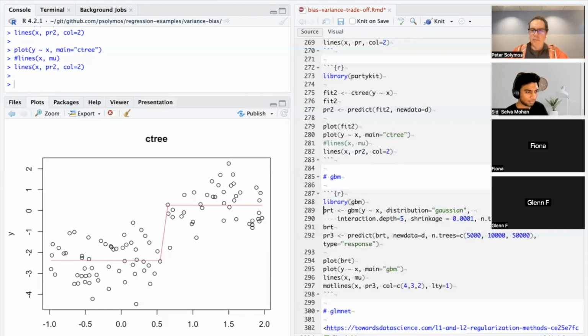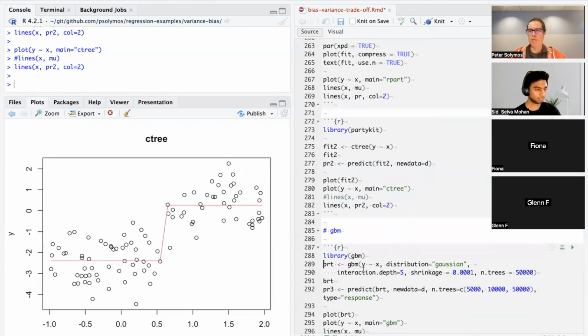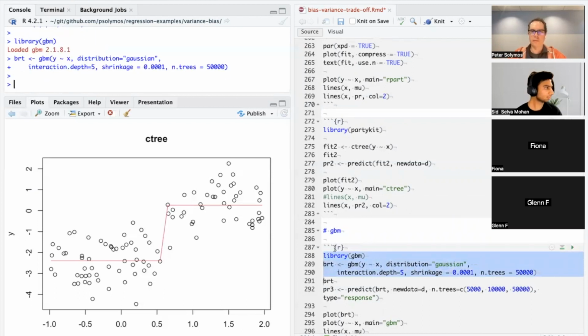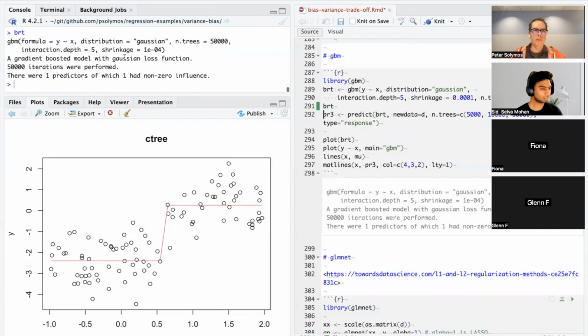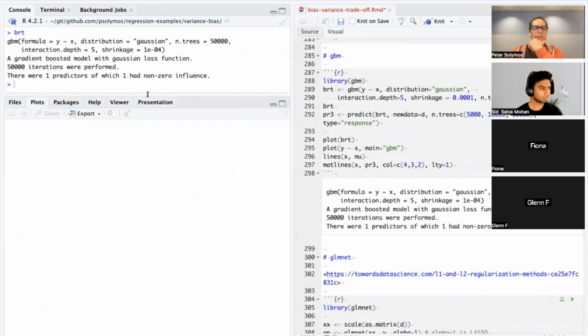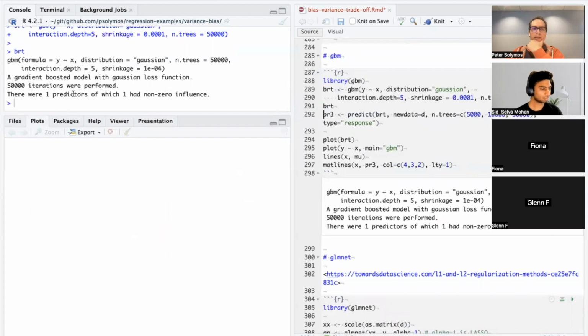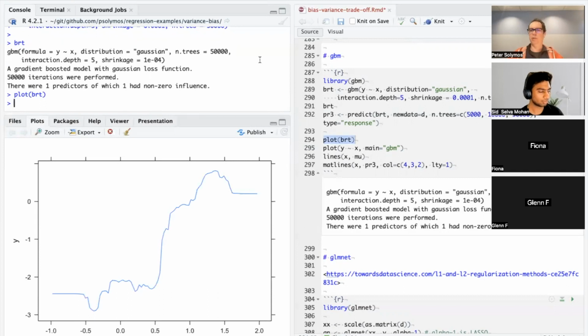How do we fit GBM? Y follows X, distribution Gaussian, and I have set some of the hyperparameters that you can also tune here, using mean squared error. So it said X is important because it had non-zero influence. So if I plot that partial dependence plot, then this is what I'm going to get. This is how y relates to x.